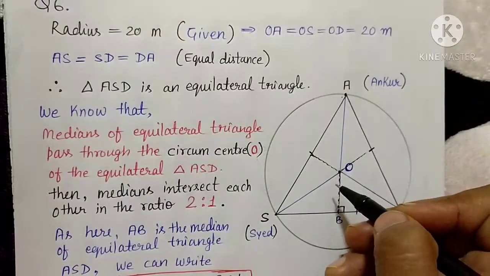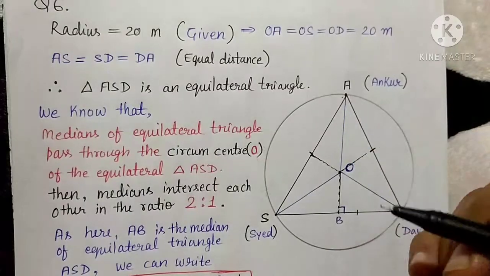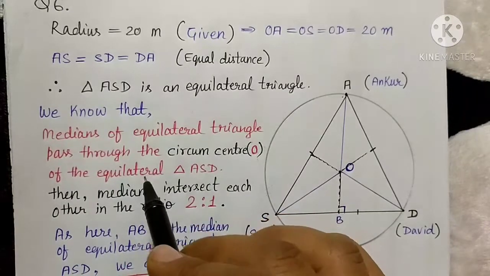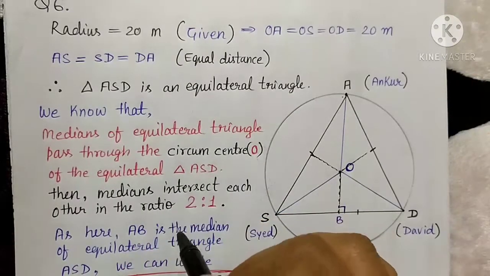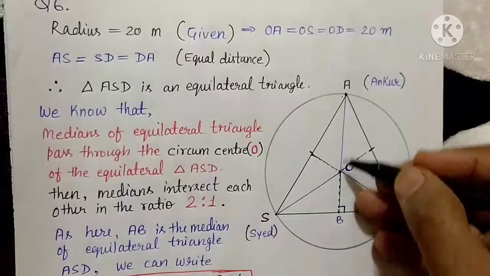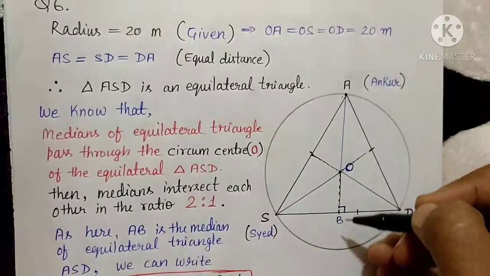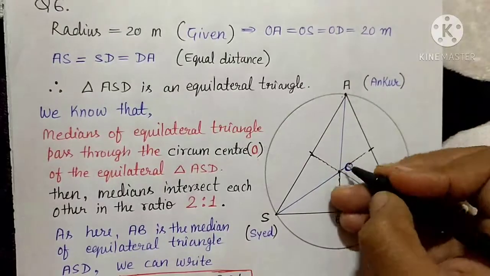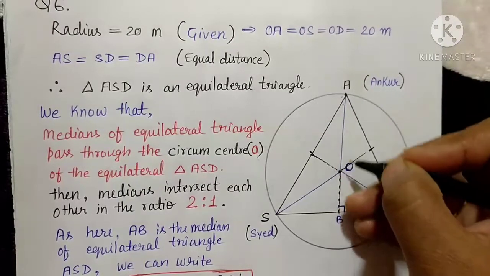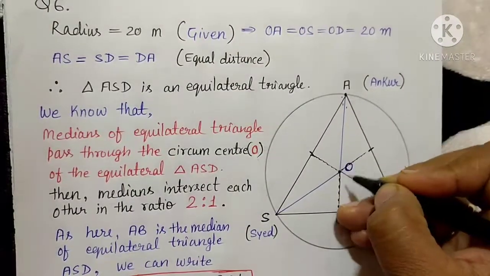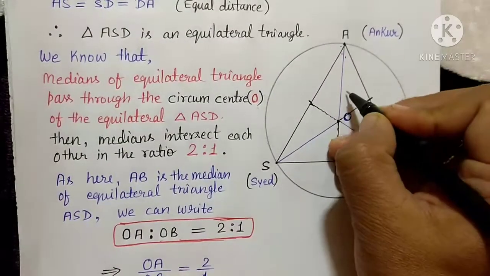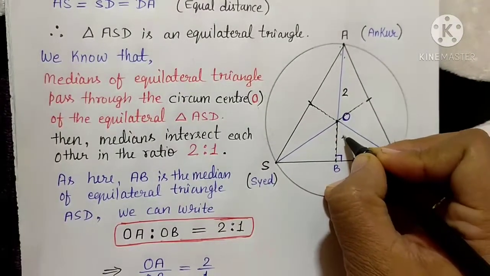So in this case, we can say that medians intersect each other in the ratio 2:1. This is the rule. Medians of an equilateral triangle pass through the circumcenter of the equilateral triangle, and medians intersect each other in the ratio 2:1. It means here AB is the median of this equilateral triangle, having one point at the center, this is point O. So they will divide in which ratio? AO is to OB, or you can say OA is to OB. So OA will be 2 and OB will be 1.